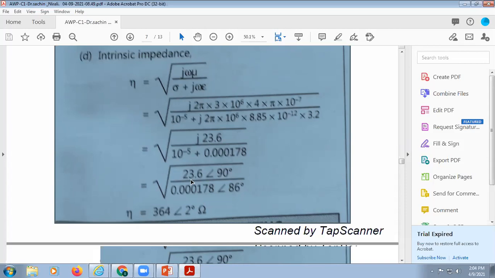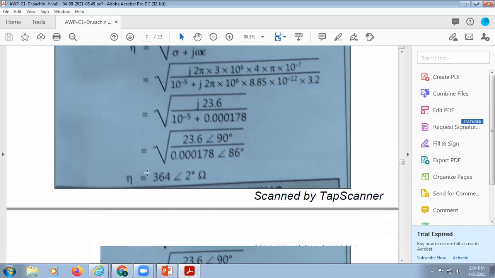We have already done many numericals in network analysis as well as EFT. Here the numerator and denominator are both in polar form. So Z1 divided by Z2 gives angle theta 1 minus theta 2. Here 23.6 divided by 0.000178, angle of 90 minus 86. After removing the root, you will get 364 angle of 2 degrees. The intrinsic impedance is 364 angle of 2 degrees ohm.